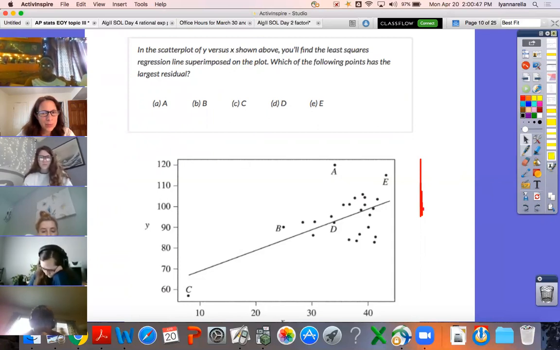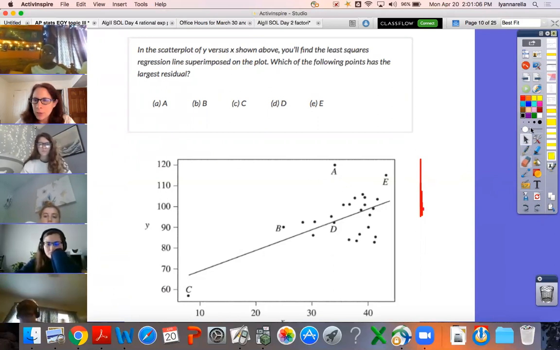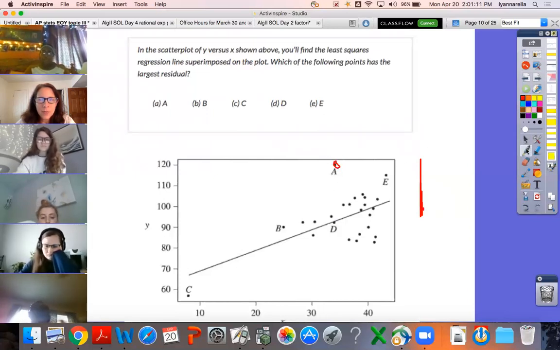Who wants to tell me which one of these points, A, B, C, D, or E, has the largest residual? Gianarella, is it A? Yes, it is A. I see you just chatted it. Okay, yes. Thank you, because obviously A is the farthest from the line than any of the other points. So that definitely has the largest residual. Would you say it was positive or negative, Jake the Snake? It's positive. It's above the line. Well done.